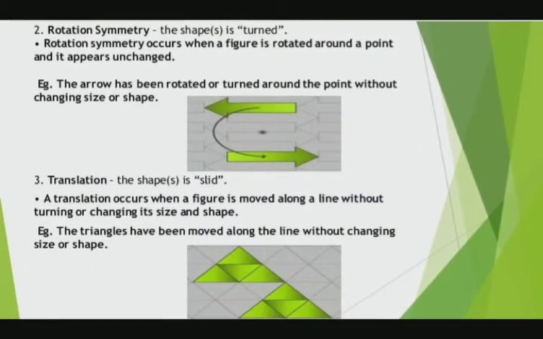Rotation symmetry is when the shape is turned. It occurs when a figure is rotated around a point and it appears unchanged. Translation is when the shape is slid. It occurs when a figure is moved along a line without turning or changing its size and shape. These are examples of rotation, symmetry, and translation.